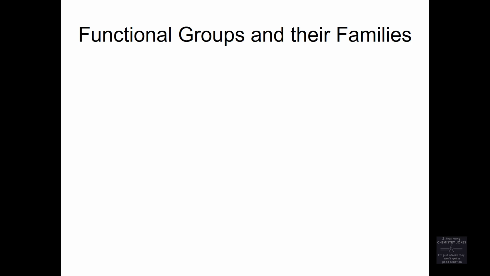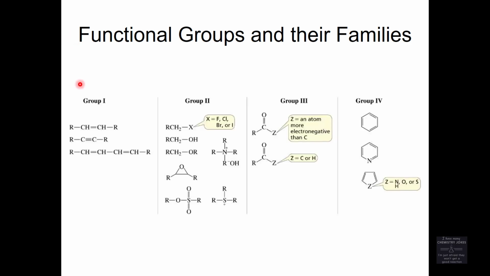Way back in the beginning of Organic 1, I said we start by learning functional groups because that's the foundation of everything we'll do. And as I explained in the last video, we're talking about Group 2 now. We've already talked about alkyl halides and substitution and elimination of alkyl halides, but now it's time to talk about alcohols, ethers, epoxides, sulfonate esters, sulfides and sulfonium salts, and quaternary ammonium hydroxides.